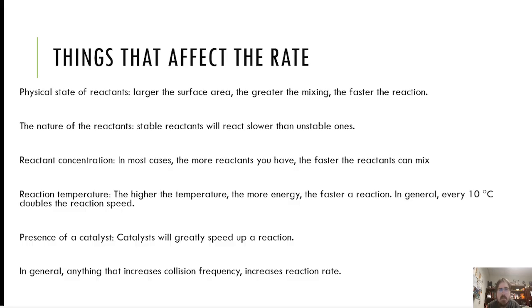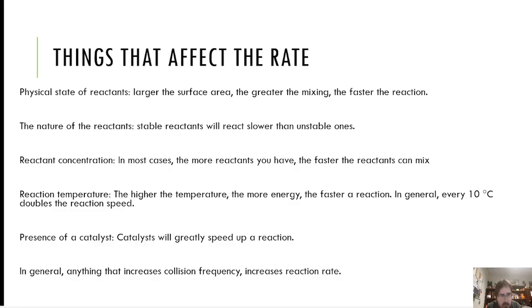Concentrations. This is the one we will focus largely on in this chapter because it's the one we have the most control of. The more reactants you have, oftentimes the faster they can mix and collide. You have a big concentration, it's going to react faster.